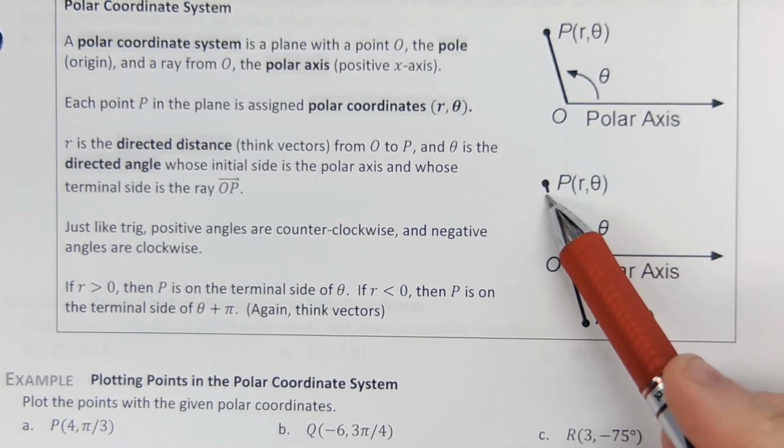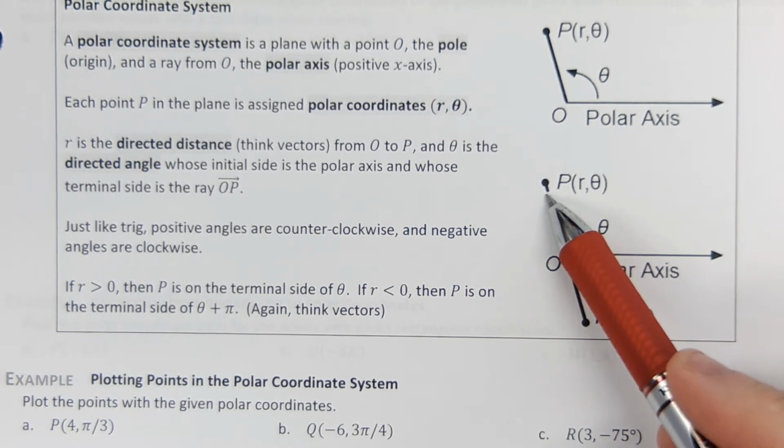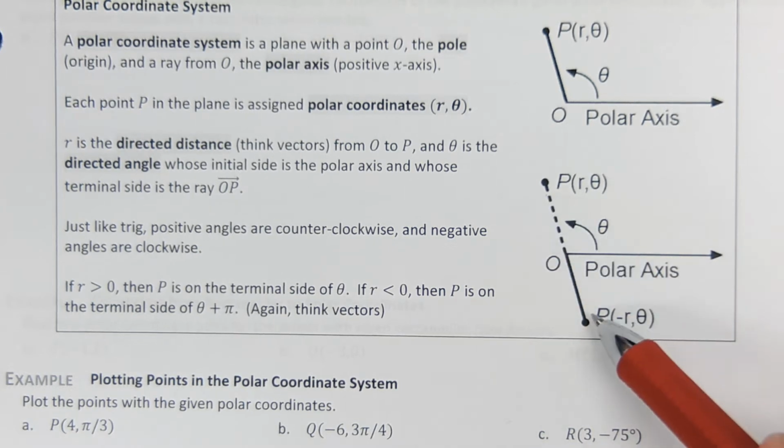This is the point r comma theta. It is r away from the pole at an angle of theta. This one is exactly 180 degrees away. So we could say this is negative r comma theta. Just makes it point the opposite direction. It's the same theta. Theta tells you the degrees you would have turned, and then r positive says stay on that line. R negative says, nah, go the other way. And it'll make a lot more sense when we actually practice it.